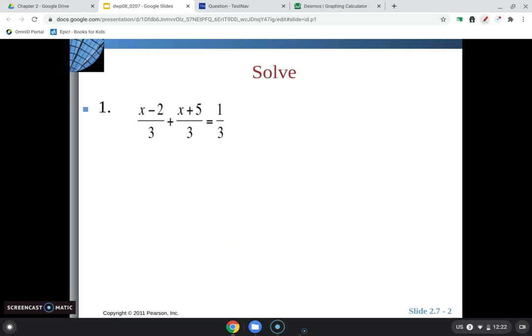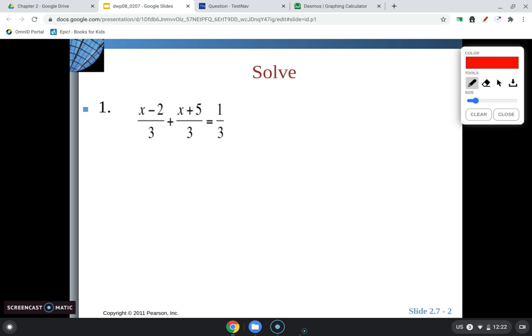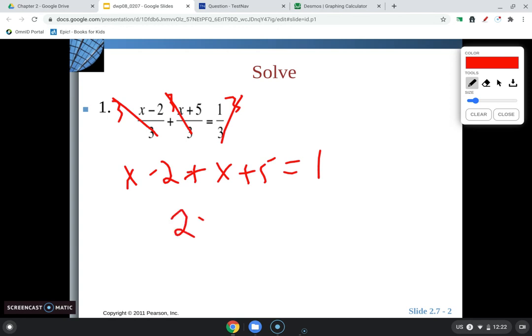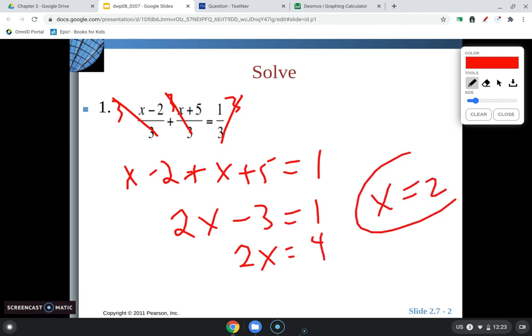All right, so if we're going to solve this, we need to clear the denominator. These ones are easy when the denominator is all the same. So I'm just going to multiply every single one of these by 3, which is going to clear out the denominator, okay? So that's x minus 2 plus x plus 5 equals 1. We got rid of the denominator, so now that's 2x minus 3 equals 1, 2x equals 4, and x equals 2. So you want to clear out by the common denominator to get rid of it, okay?